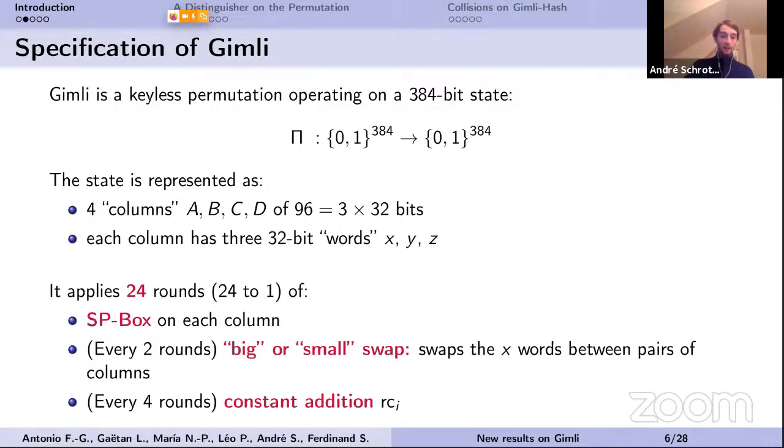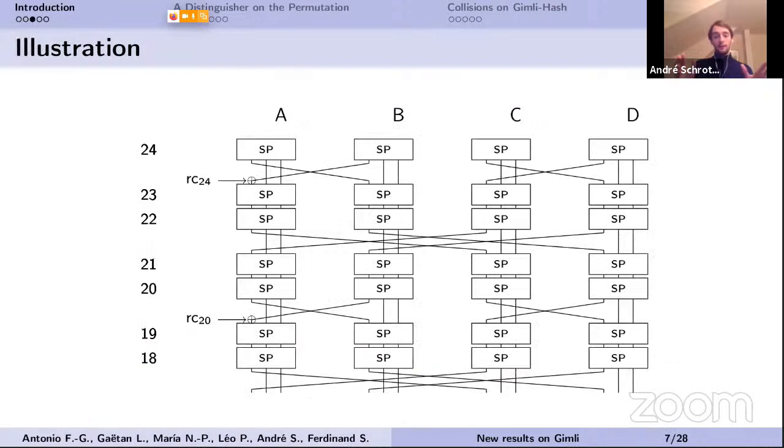So graphically, here is what it looks like. I'm representing a few rounds. You start with round 24, and you have this SP layer, and then a swap. At this point, this is a small swap, so we swap between A and B, and C and D. And then there is constant addition. And we continue. At round 23, there is only an SP layer. Round 22, there is an SP layer, and then there is a big swap between A and C, and B and D. And we go on.